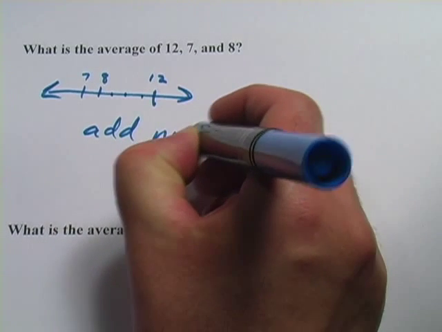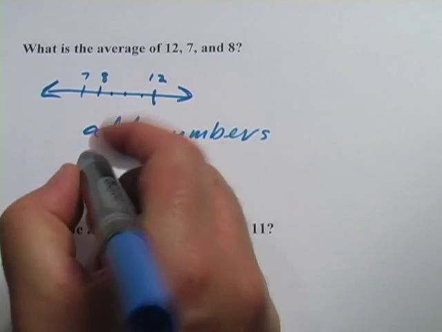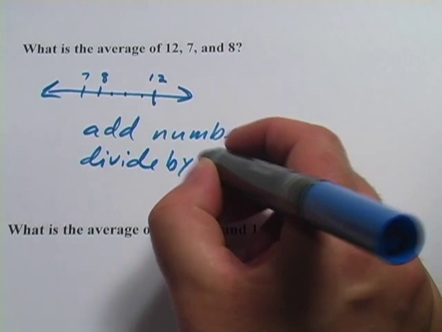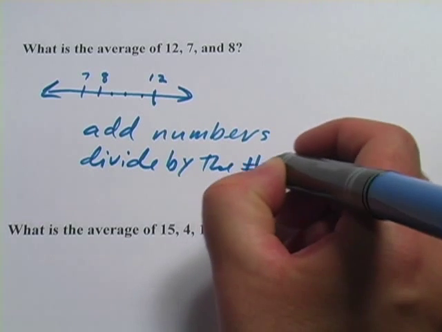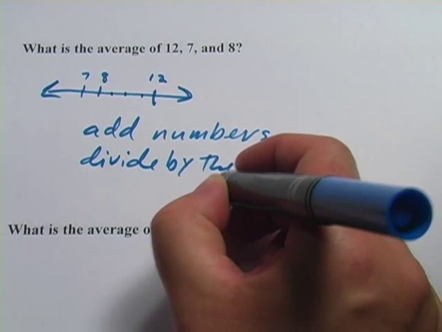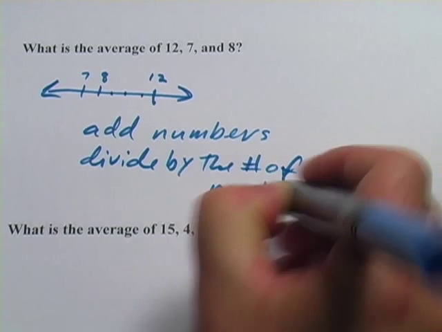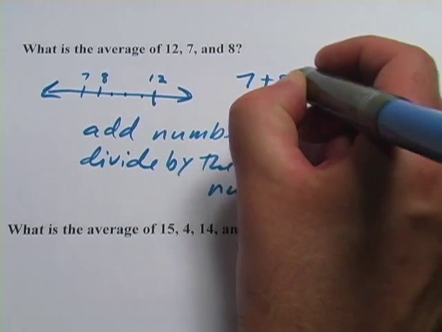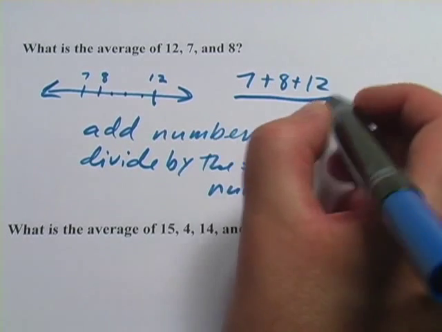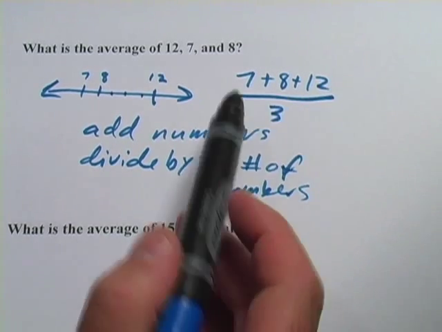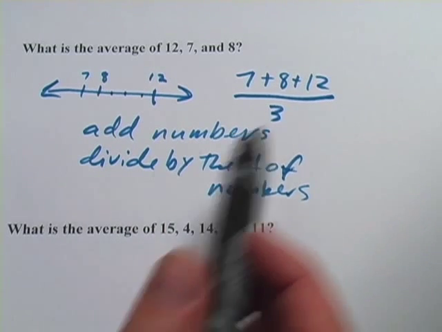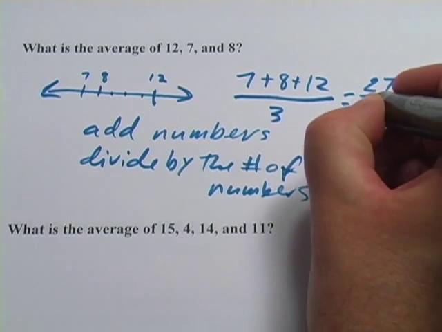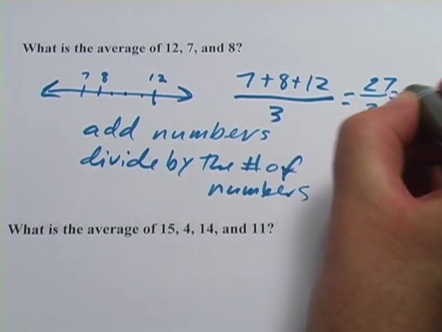So you add all the numbers, and then you divide by the number of numbers. In this case, we would say 7 plus 8 plus 12 divided by 3, because there are 3 numbers. And 7 plus 8 plus 12 is 27. And if we divide that by 3, we get 9.